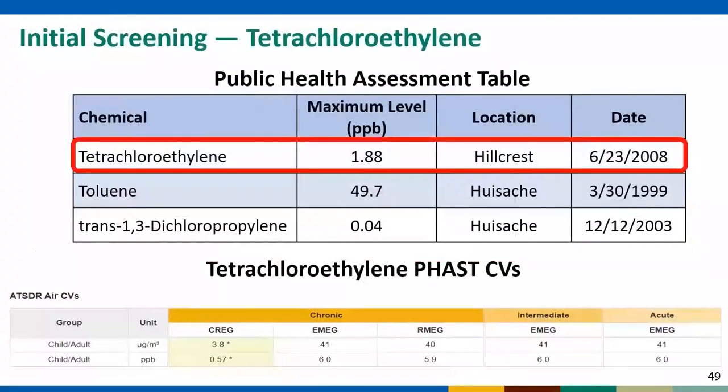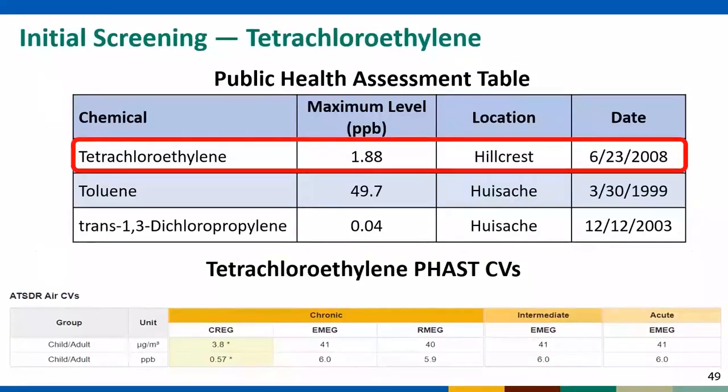This is tetrachloroethylene, another chemical at the same site. In this case, it was 24-hour canister sampling data collected by the Texas Commission on Environmental Quality every third or sixth day, depending on the location. When I looked at the initial screening data for tetrachloroethylene, I compared my maximum level of 1.88 parts per billion to the lowest CV, which in this case is 0.57 parts per billion.